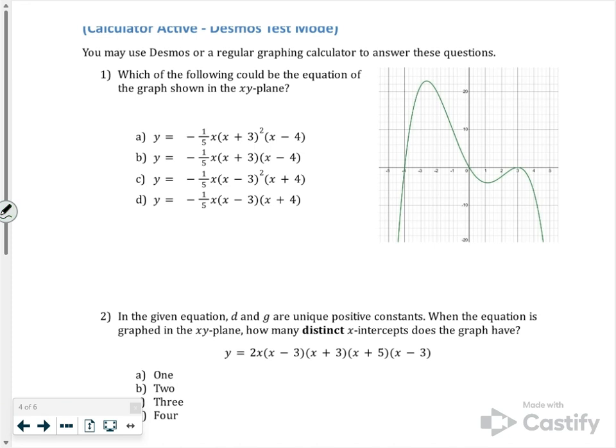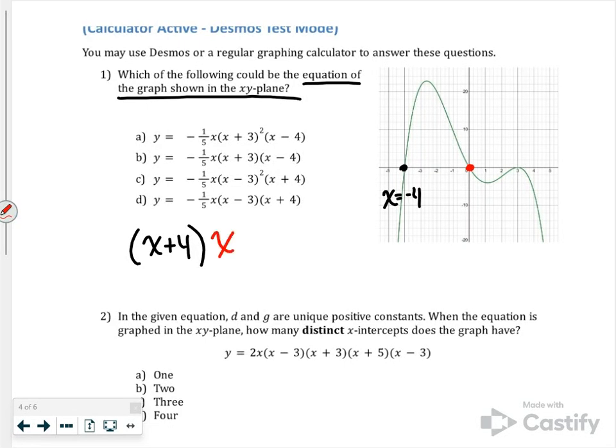Okay, this first question is asking which of the following could be an equation of the graph. So this one right here is at x equals negative 4. So we are expecting to see an x plus 4. This one is going through 0, so we're expecting there to be an x a part of that. And then this is bouncing at x equals 3, so I'm expecting to see an x minus 3 somewhere.